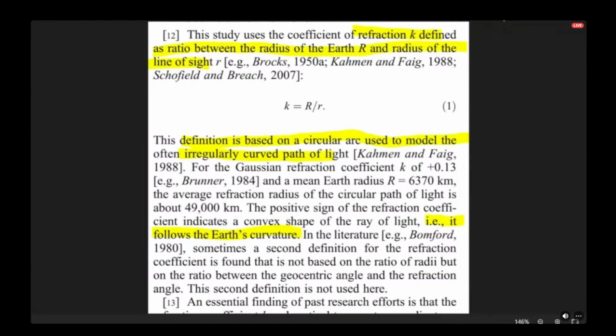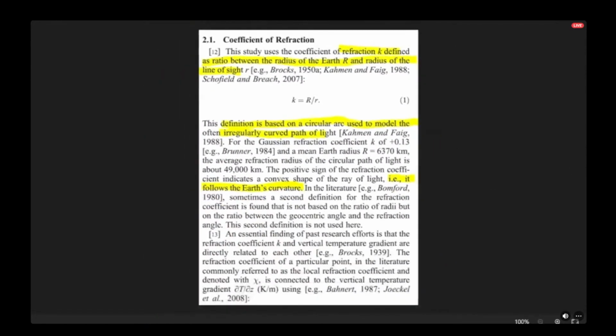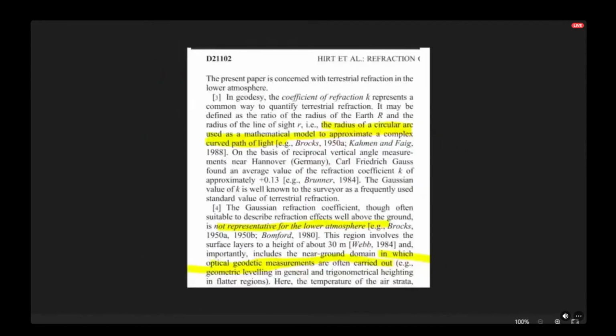Literally, you have to use the radius of the Earth to have an arc angle, to use geodesic surveying, or to invoke refraction or a refraction index gradient. So if you have a refraction coefficient, you're invoking a radius, right? They have to do that. They said it's based upon a circular arc used to model a regularly curved path of light, i.e. follows Earth's curvature. Would you look at that?